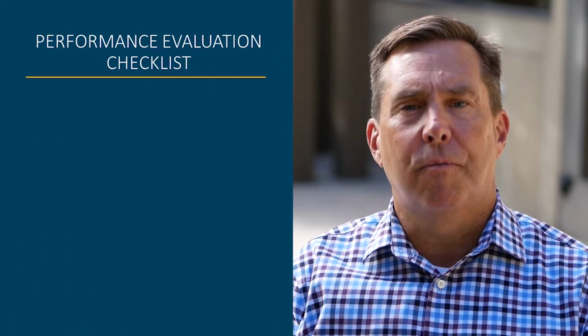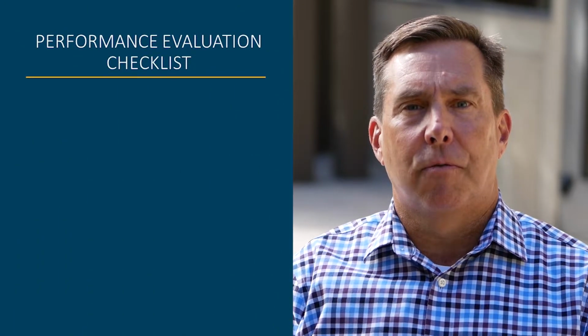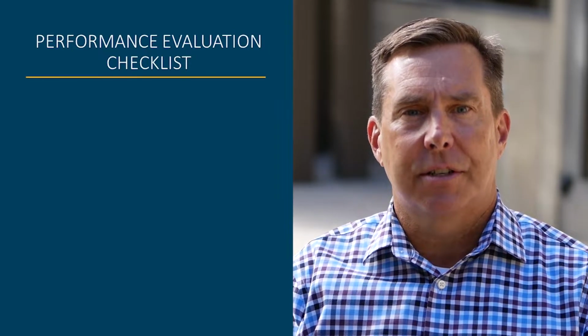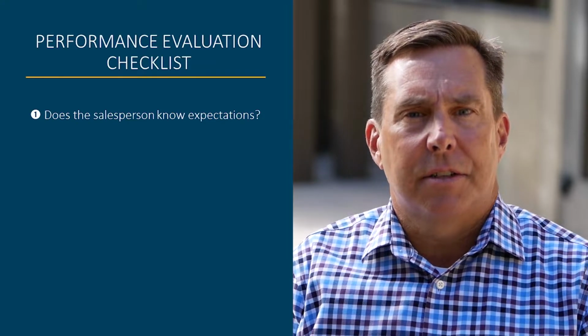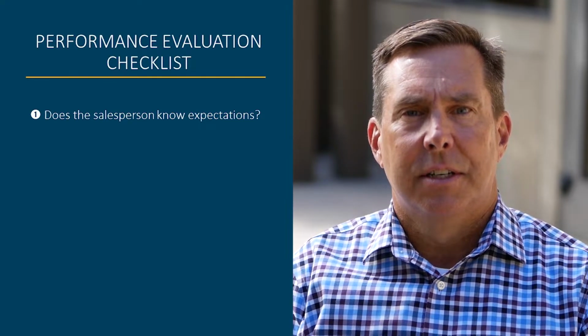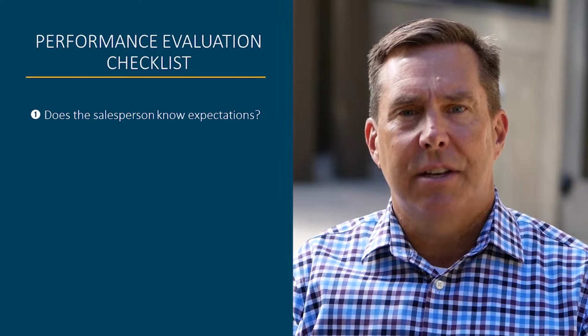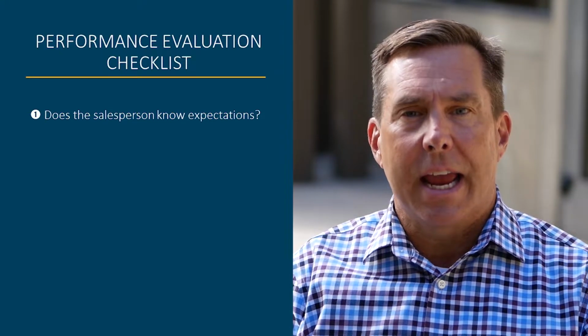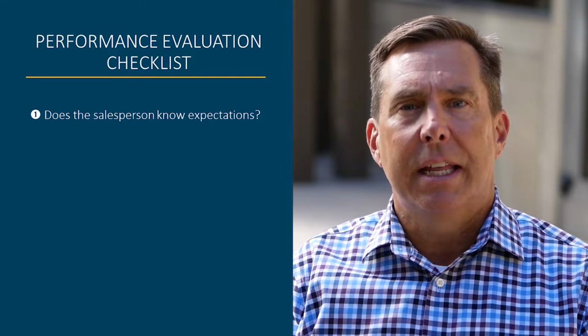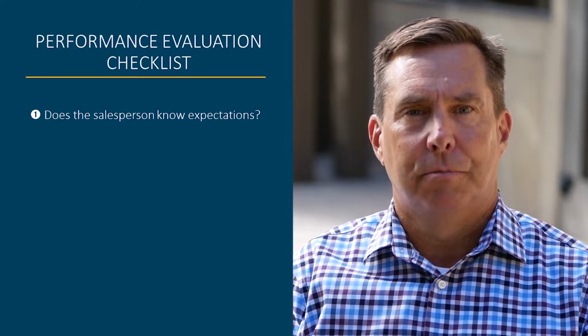Let me quickly walk through a checklist that can be very helpful to evaluate the performance and determine the appropriate actions to take. The first question you want to ask as a manager is, does the salesperson know the expectation? Have you communicated that expectation clearly? And the only way you really know is by asking the individual, and can they explain it back to you? Can they repeat what you're expecting them to do?